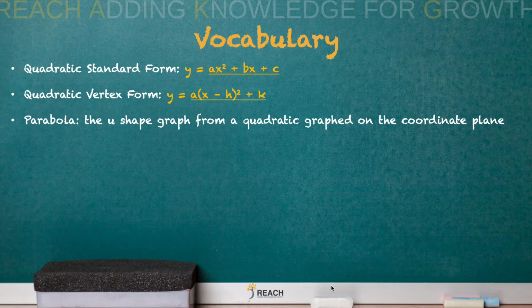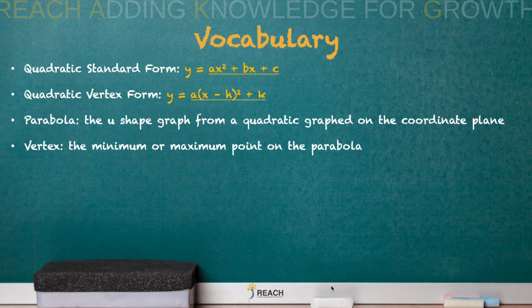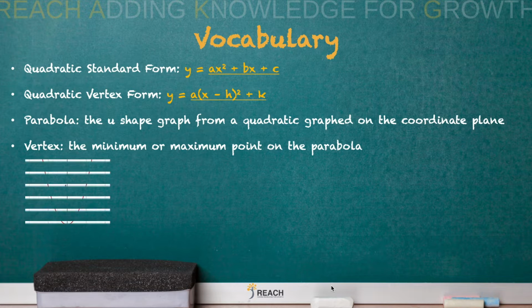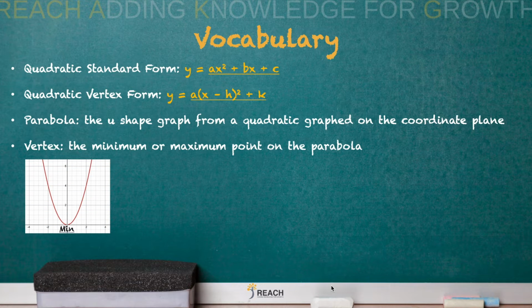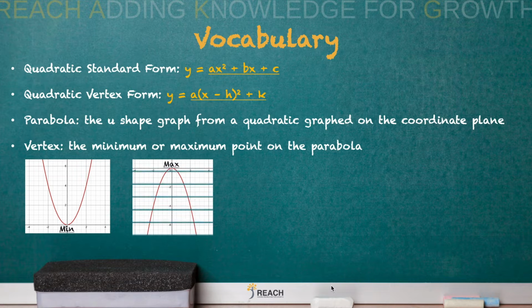And we know a parabola is going to be a U-shaped graph. And your vertex is going to be a min or a maximum. So that's an example. The minimum, think about minimum as the low, so it's going to be a low point. Maximum, think about a high point.